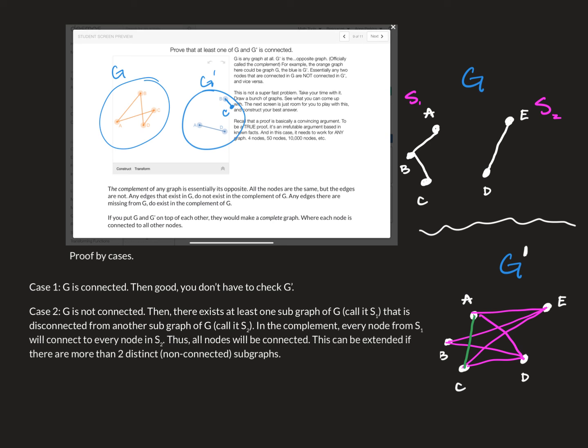And I know that I should still be able to walk between any of these nodes because all of those nodes are going to be connected to all of the ones over here. So I can still get from A to C, or A to B, or B to C, etc. And thus all of the nodes are going to be connected. And obviously if there's more than two subgraphs that are disconnected, then this will work because they will also reach out and connect to those as well. Let me know if you have questions.